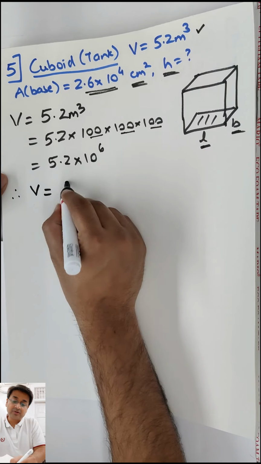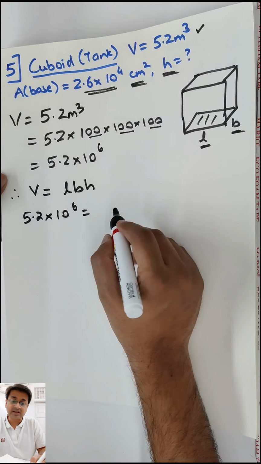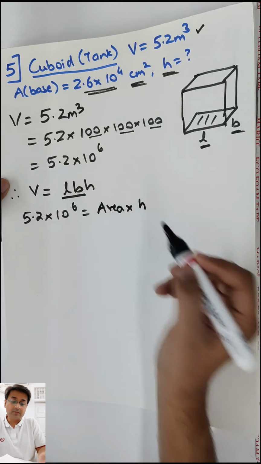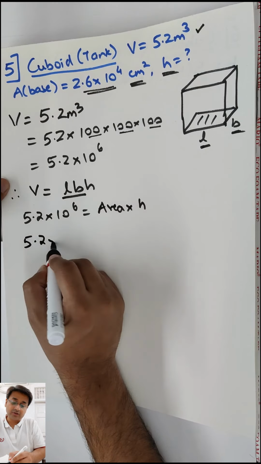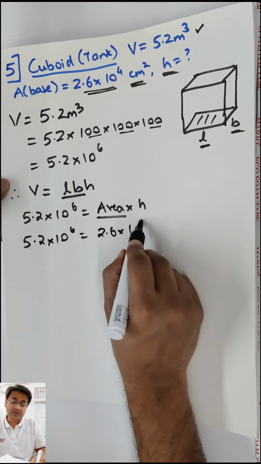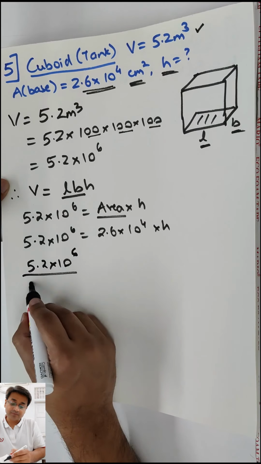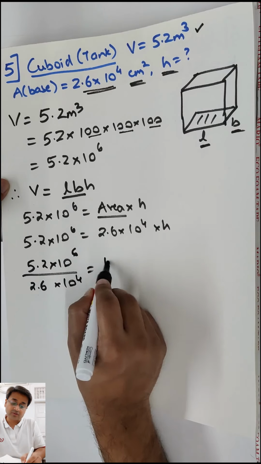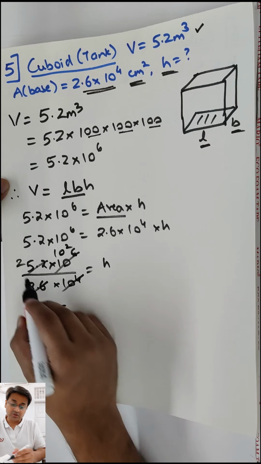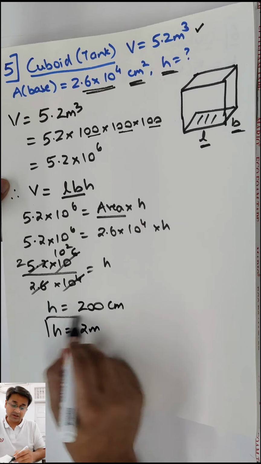Now we shall say volume is equal to length into breadth into height. So 5.2 into 10 raised to 6, length into breadth is basically the area multiplied by the height. So 5.2 into 10 raised to 6, area is already given to us now, 2.6 into 10 raised to 4 into the height. So 5.2 into 10 raised to 6 divided by 2.6 into 10 raised to 4 equals height. So 2 times, and here I will get 10 square. So 2 into 10 square will become 200 centimeters, or I can say 2 meters.